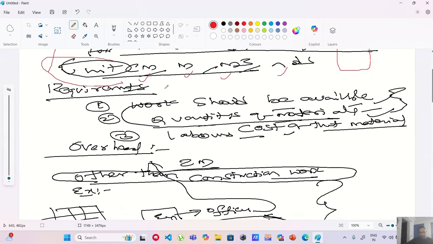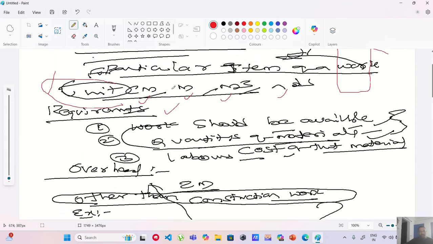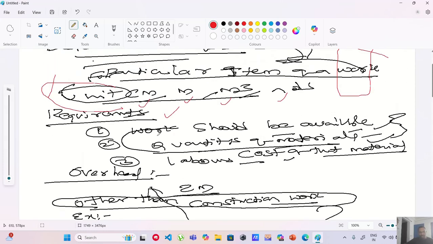And next, what are the basic requirements to calculate the rate analysis? First, the work should be available. Must and should, the work has to be known, either it may be foundation work or plinth level for columns or whatever it may be.